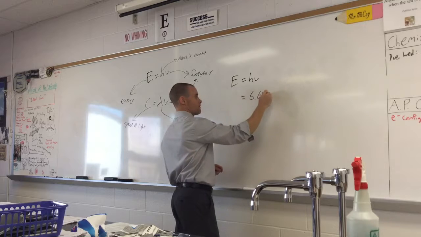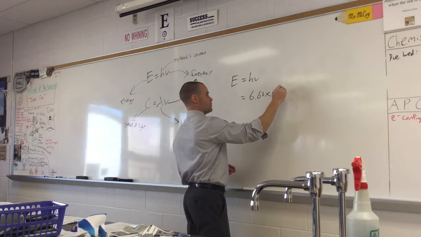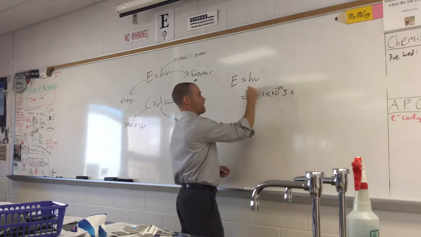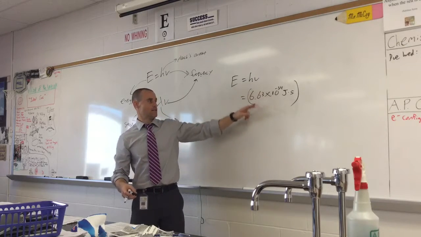6.626 times 10 to the negative 34 joules. Joules per second? Or joules times second? Joules times second. Okay, good. Now that's Planck's constant. That's h. That's a constant.